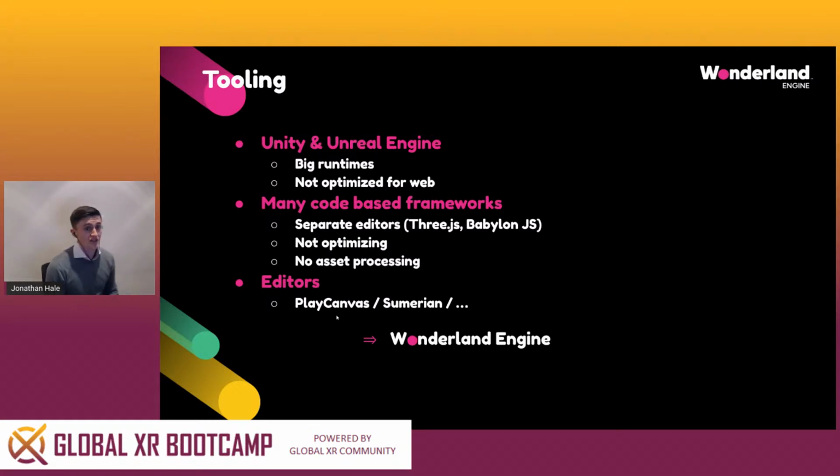On WebXR, however, we have many code-based frameworks. And code-based frameworks like Three.js and Babylon, for example, have a separate editor. These usually don't do optimization and don't do asset processing, but at least they'll help kickstart your project by generating some source code for you. And instead of hand placing objects in 3D space by code with numbers, you can actually have gizmos to modify and pull them in 3D space, which gives you more feedback.